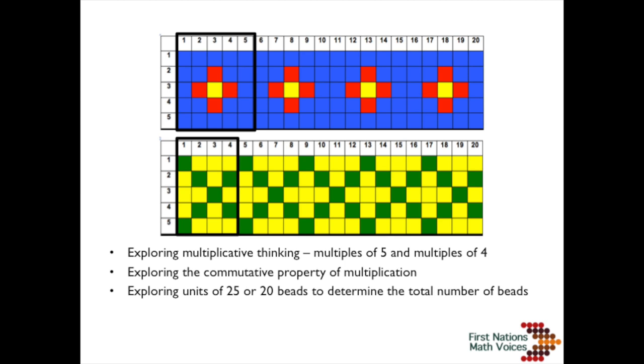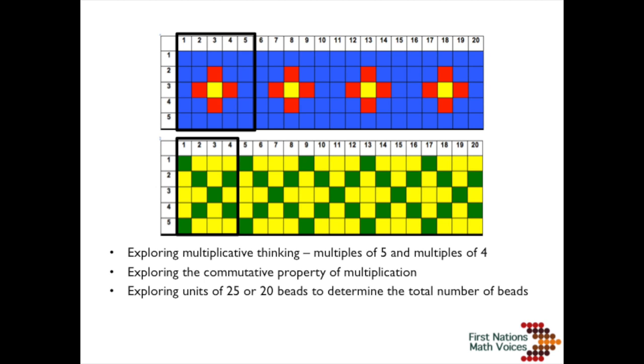For the green X pattern, they discovered that for the 4-column core, 5 iterations of the core filled the 20-column template. So, in this one lesson, students were exposed to the idea of the commutative property of multiplication. 4 times 5 equals 20, and 5 times 4 equals 20.